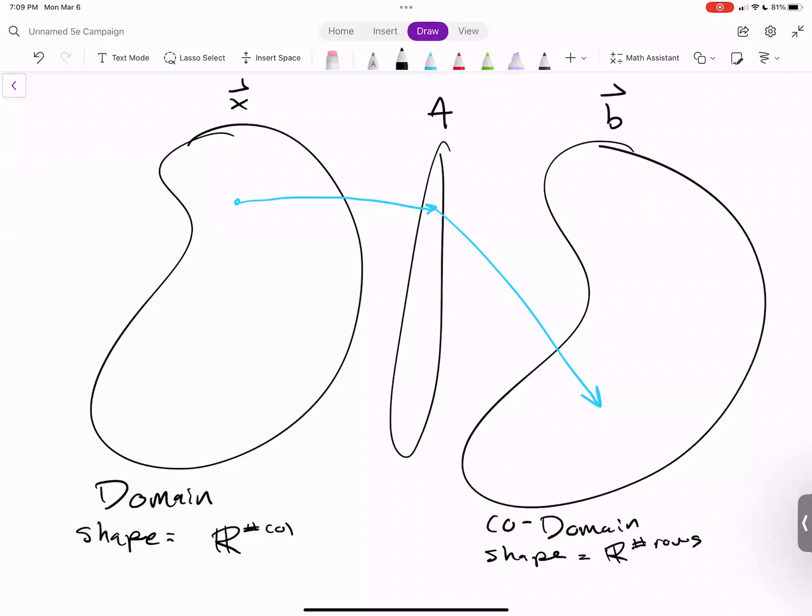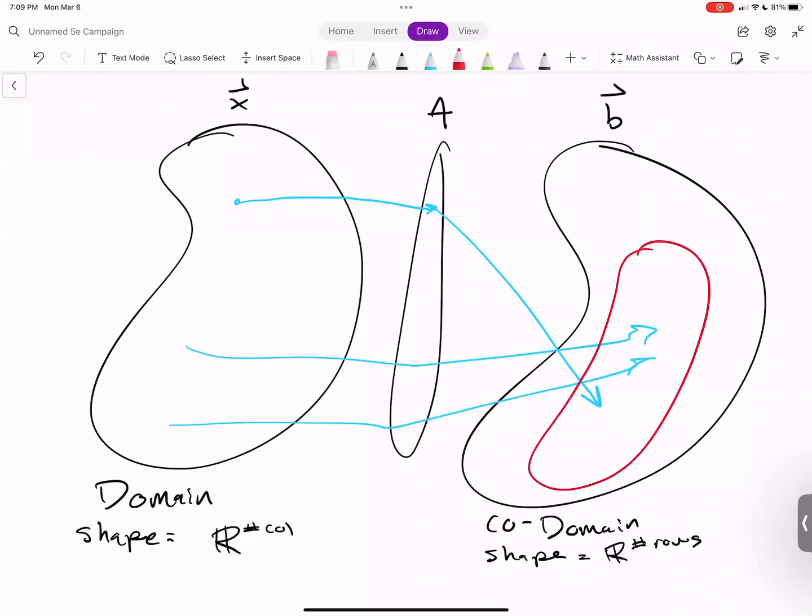This is all of our possible b's. So if we have 5 rows, this is R5. If we have 2 rows, this is R2. And all of our different x's that shoot through here are going to make some kind of space, and it's going to look something like this. It can be anywhere, it can be any shape. It can fill the whole space, it doesn't have to fill the whole space. And these are all of our b's we can reach, or all of our b's that are consistent.